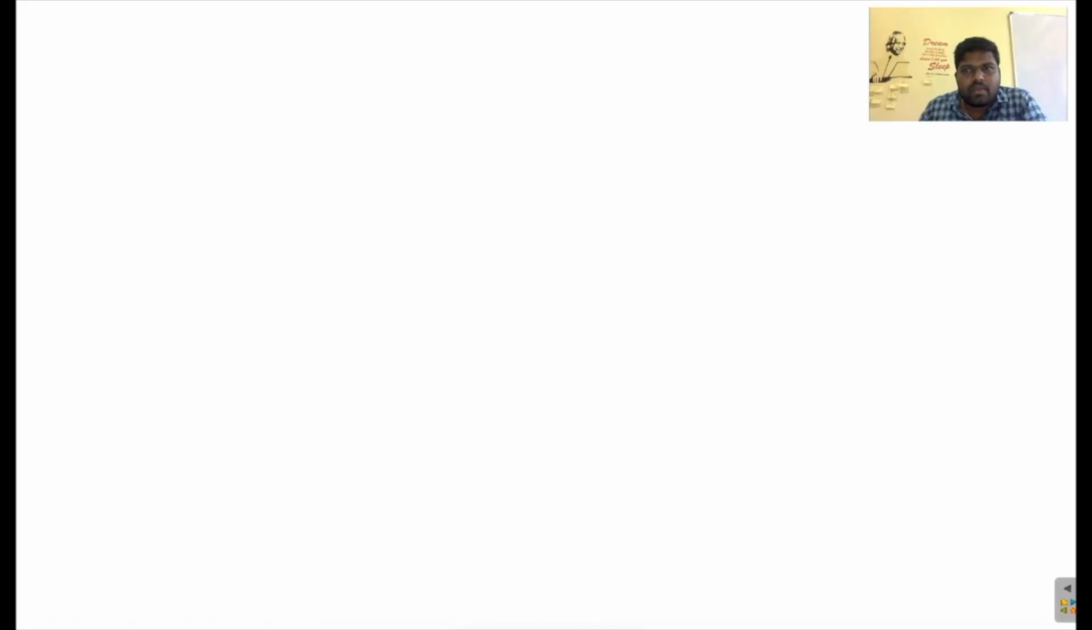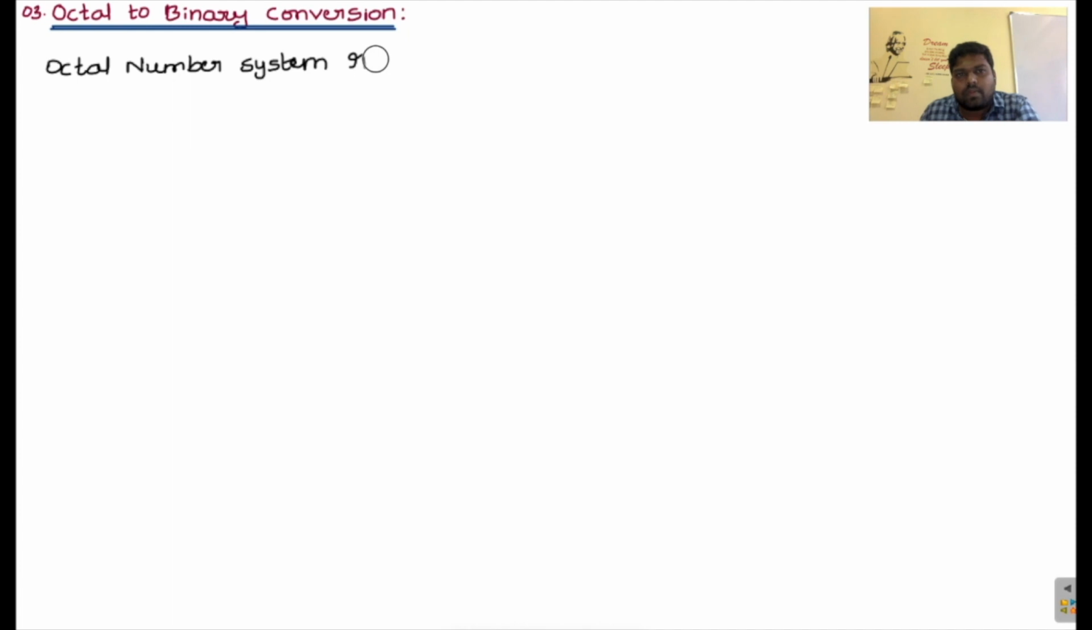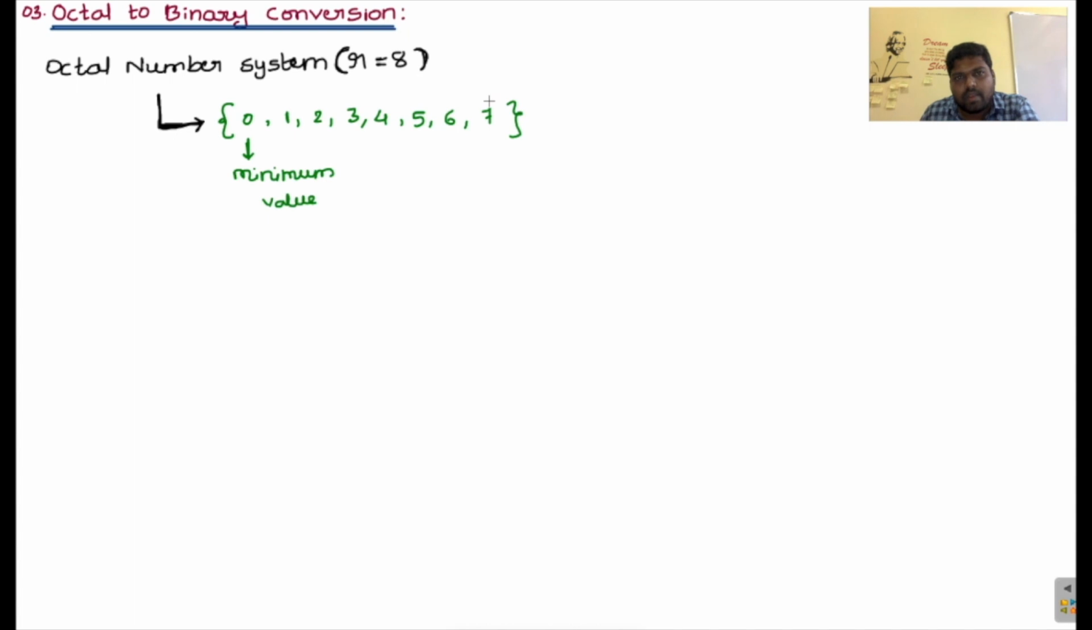The next topic is octal to binary conversion. Already we know the octal number system. In the octal number system, the base r equals 8, and the possible digits are 0, 1, 2, 3, 4, 5, 6, 7. This is the minimum value, and this one is r minus 1, that is 8 minus 1, the maximum value.